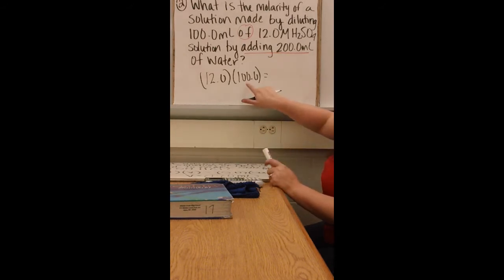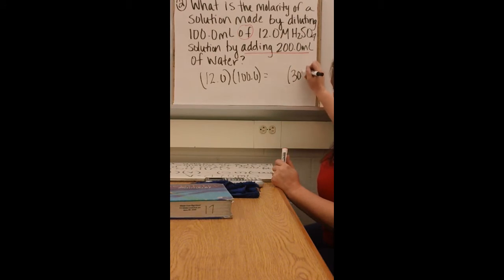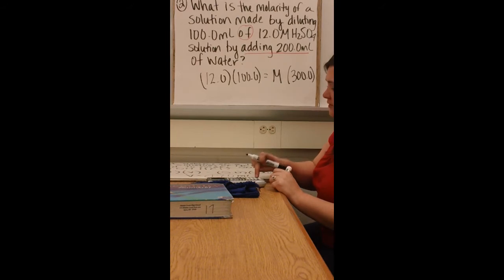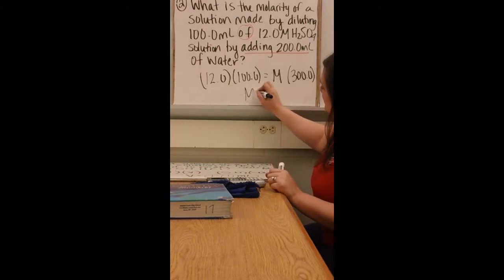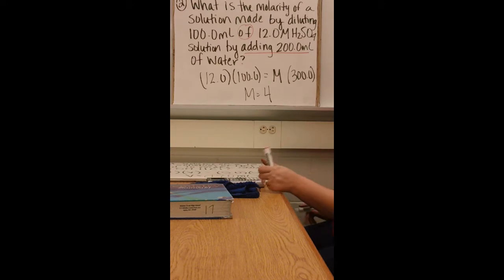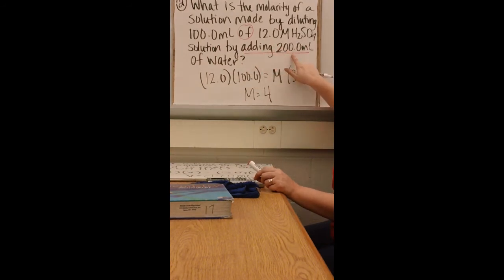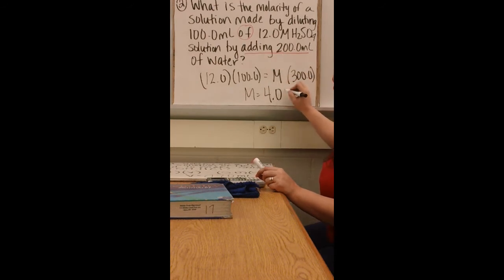We started out with 100 milliliters. So what's our final volume? 300. And what will be the concentration? So we take 12 times 100 divided by 300, and we get that the new concentration would be 4. Now, how many significant figures do we need? We go back to our original problem. We have 4 here, 3, and 4. So we go by our least number, and so there we need 3. So 4.00 molar would be our answer.